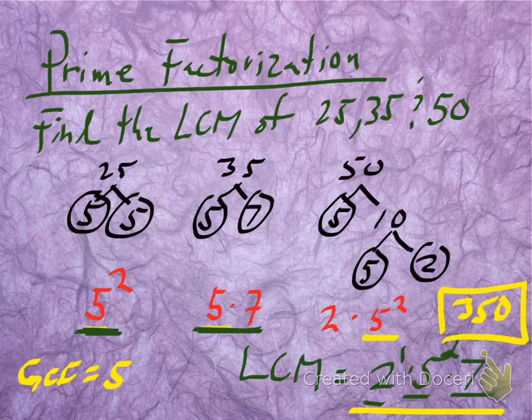So we've got our 3 different methods. By the way, we could have done the other methods on this one too. We could have written out all the multiples of 25: 25, 50, 75, 100. We could take the multiples of 35: 35, 70, 105, 140. The multiples of 50 wouldn't be bad: 50, 100, 150. And then we would look through those 3 lists, and we'd have to keep extending them until we got to 350 on all 3 lists. That's going to be a lot of work, so that's not really our favorite method.